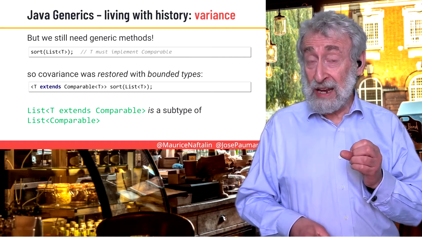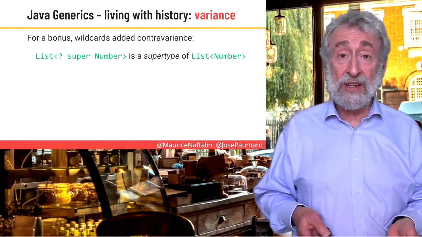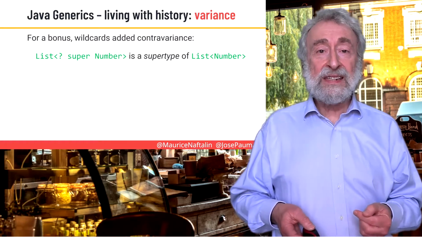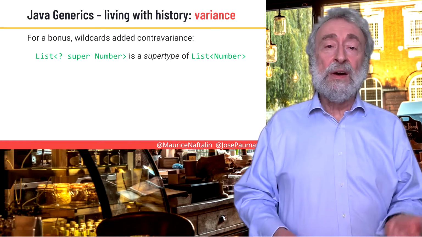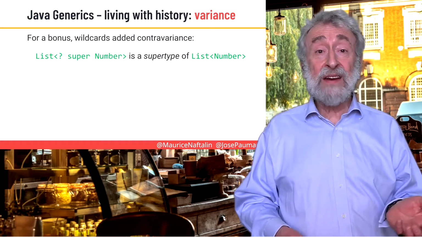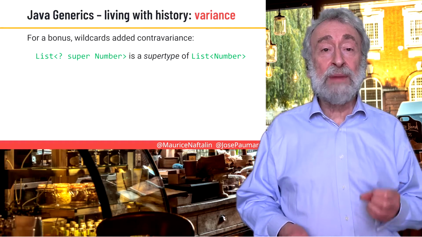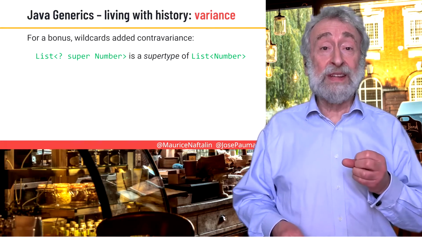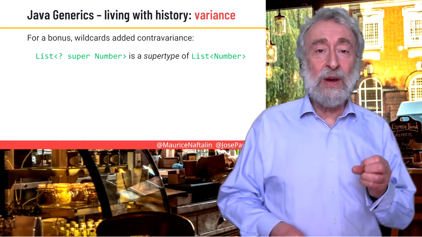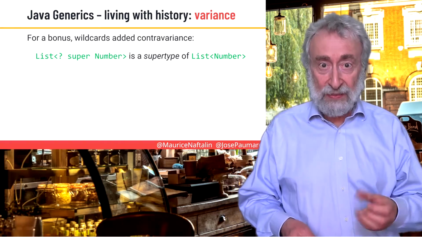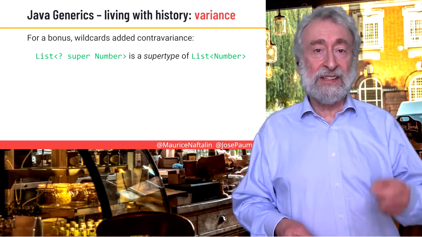And a bonus from this idea is that it leads naturally to the opposite notion of contravariance, where covariance has the type of the container varying along with the type of its component. With contravariance, the type of the container varies in the opposite direction, so that list of T super number is a supertype of list of number. And that's useful because in the same way that covariantly typed containers are good for getting values out, contravariant ones are good for putting values into.